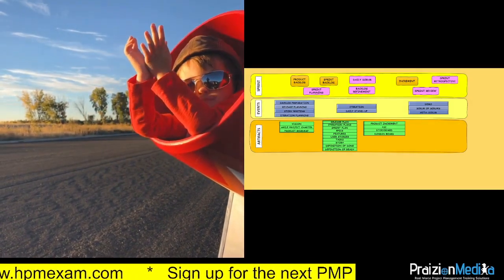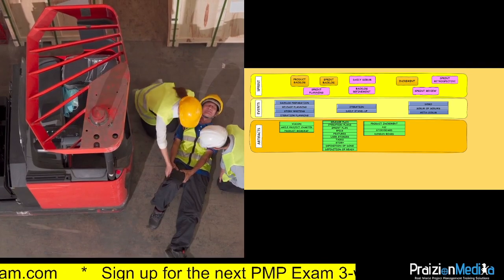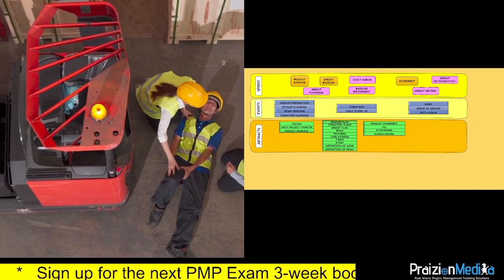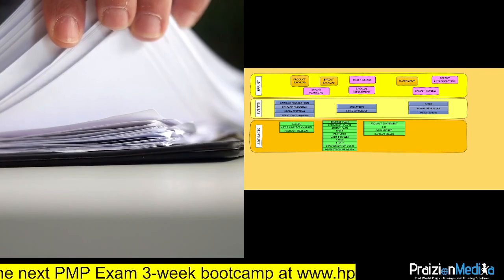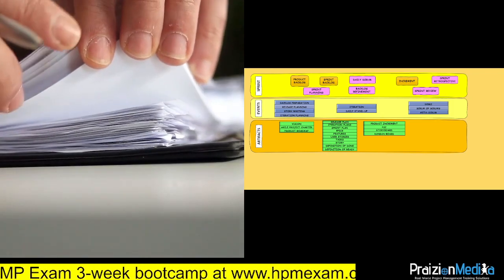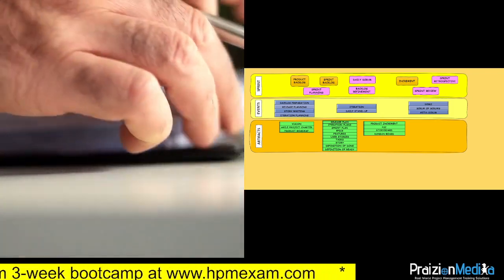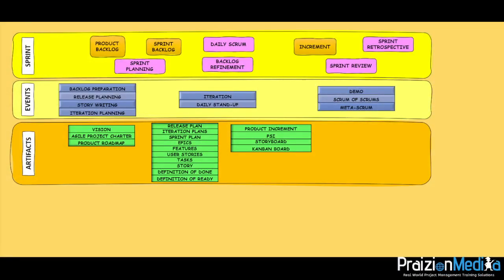There's also the minimum business increment. There's also MMP, but that would be minimum marketable product. There's so many other terminologies you could hear, but generally, if you're taking one of the PMI exams, what you are likely to hear is increment, or potentially shippable increment.